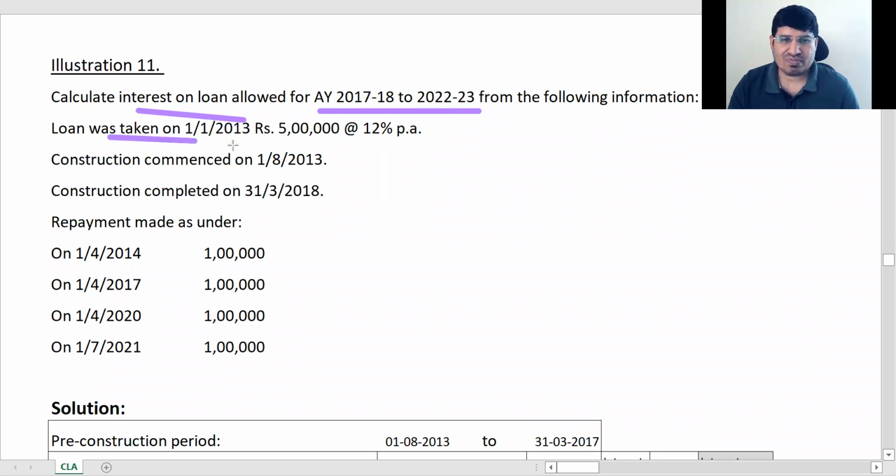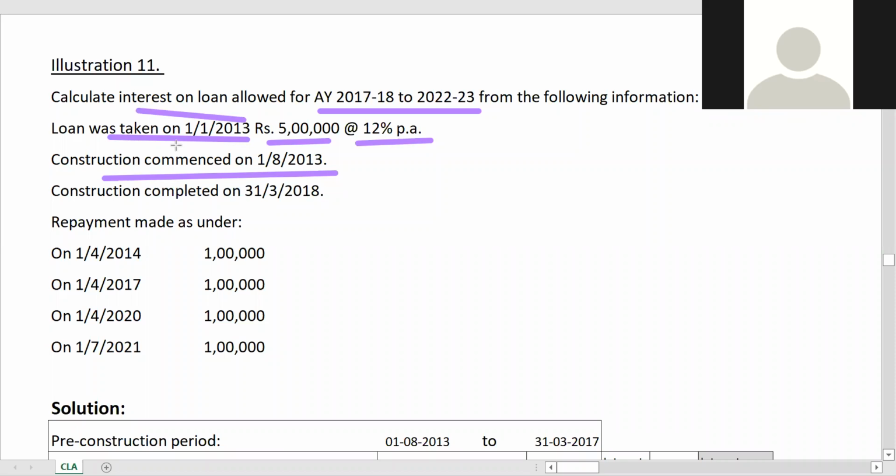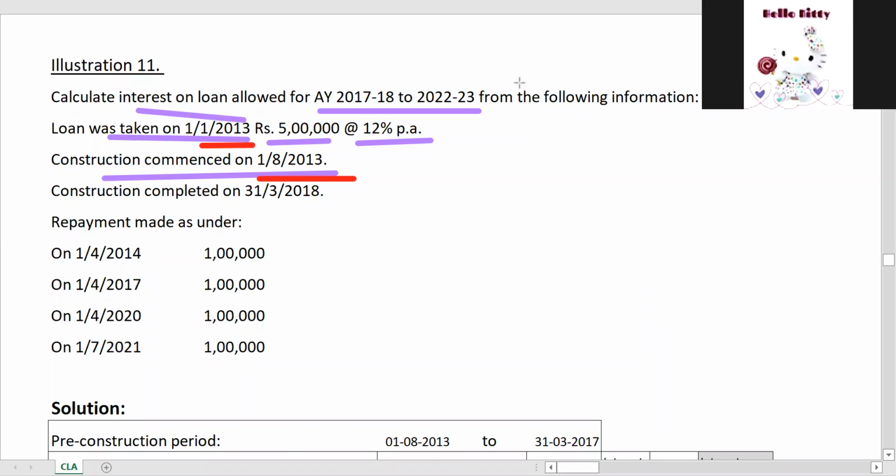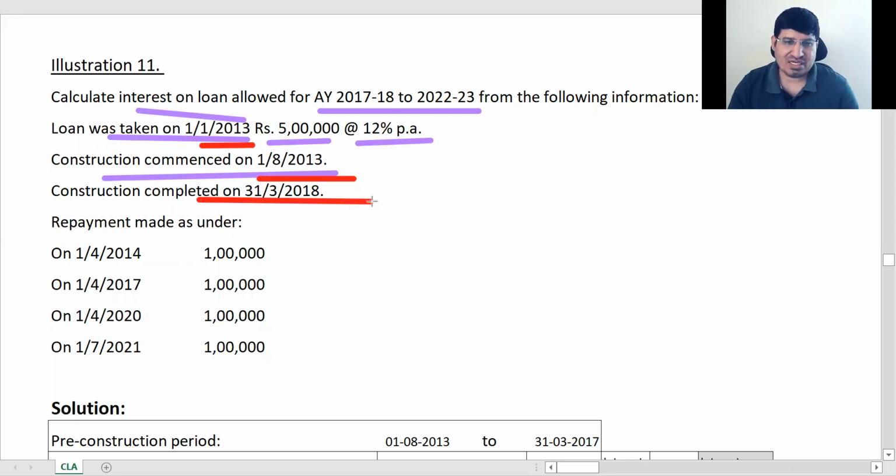Information is loan taken on 1/1/2013. Loan is 5 lakhs. Interest rate is this. Okay. Construction commenced on 1/8. So what will be the pre-construction period start date from this? 1/8/2013. Yeah, 1/8/2013. So this and this, whichever is later, will be your construction start date. Okay, and construction was completed on this date, right? So pre-construction date will be from 1/8 to 31/3. Okay, this will be our pre-construction period.